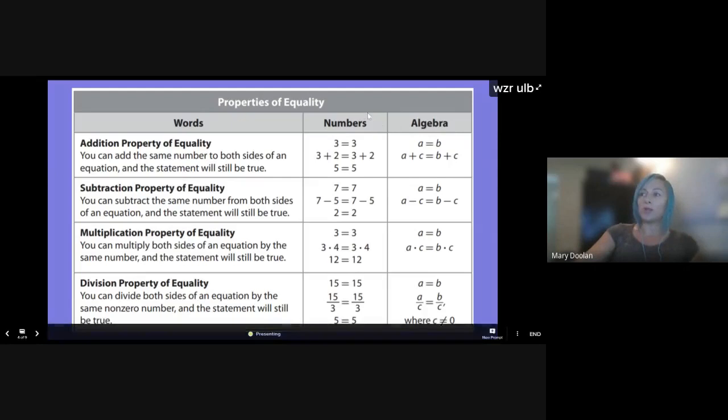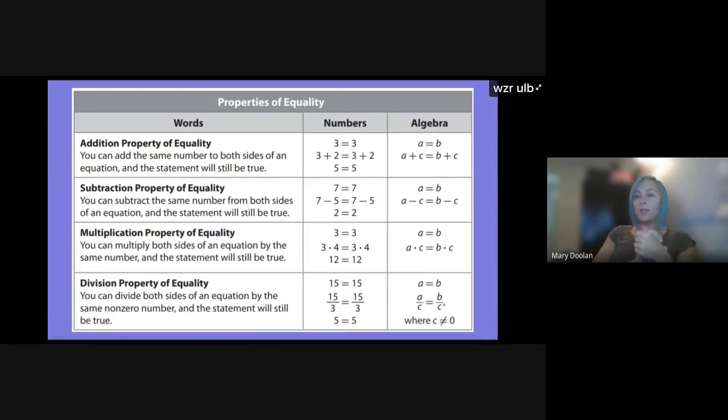There's 2 columns. So you have a column of examples, so with numbers. So if you started with the equation 3 equals 3, and then you did the same thing to both sides. You added 2 to the left and to the right. Well, that simplifies to 5 equals 5. It's still a true statement. And then it shows you examples going through with subtraction, multiplication, and division.